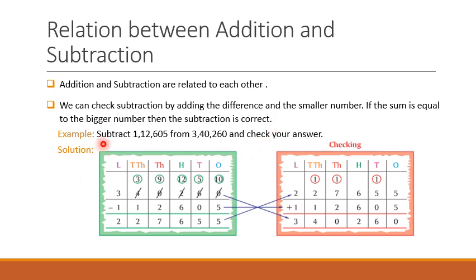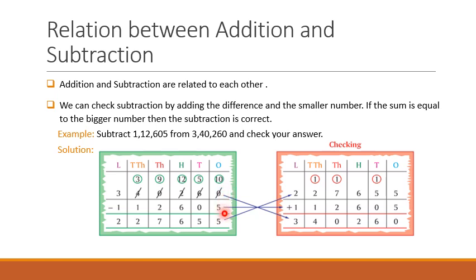So first, subtract 1,12,605 from 3,40,260 and check your answer. So here we also have to check the answer. So again, just like in the previous example, we will write the second number, that is the number which is written later, on top. So here we write 3,40,260 and the first number is written down. Now I will start subtracting from the rightmost column.